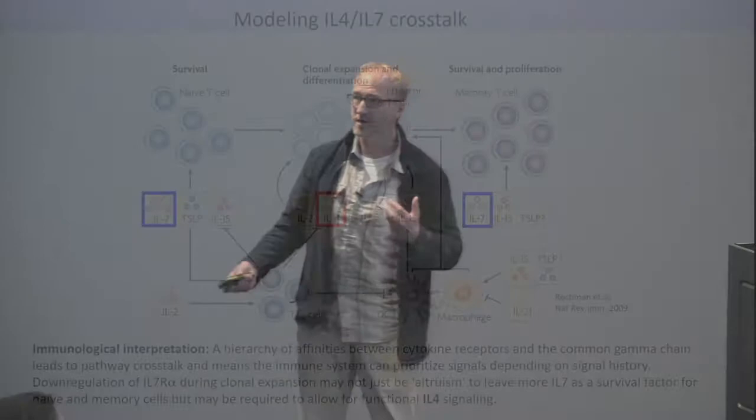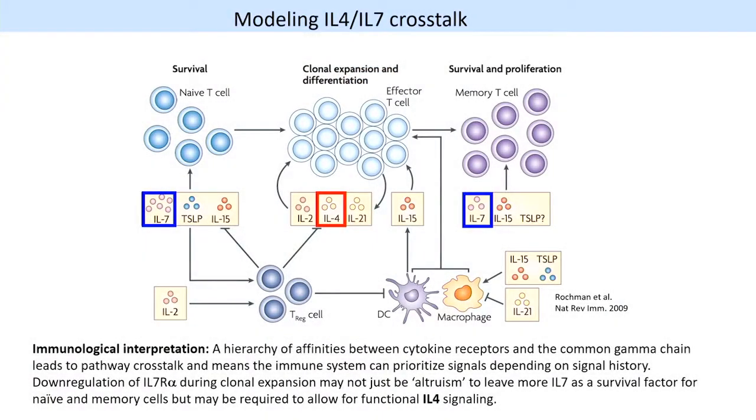And the immunological interpretation is that depending on the history of exposure, IL-7 to IL-4, the cells show different sensitivities. In particular, people have always assumed that when cells proliferate after activation, they downregulate the private IL-7 chain. This is out of altruism because they want to leave IL-7 for other cells. But another explanation may be that they have to downregulate the IL-7 chain in order to become responsive to IL-4.